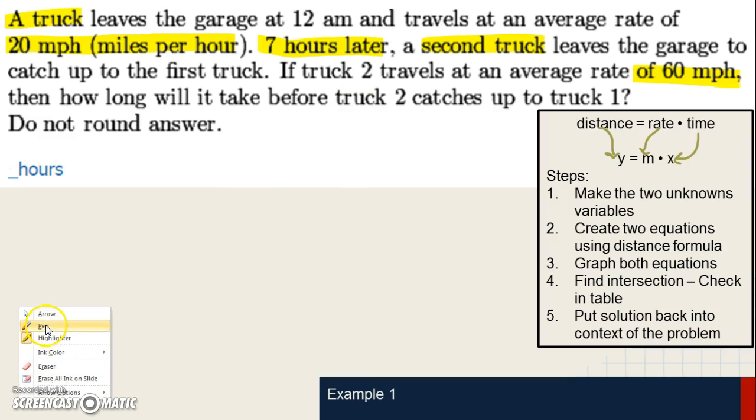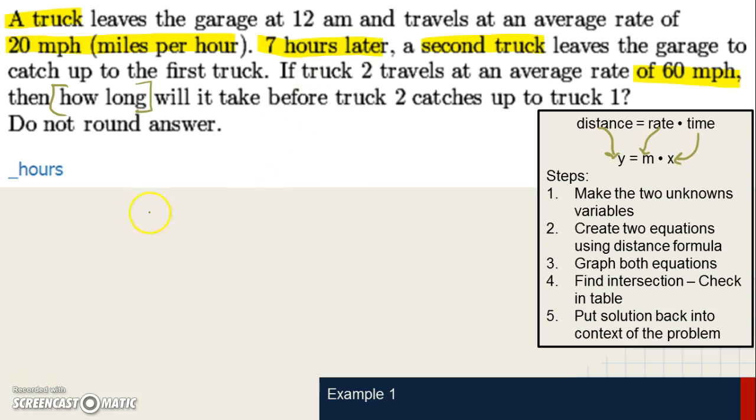We've got to identify the things that we don't know. The things that you don't know are always going to be the things that it's asking you for. So how long will it take before truck 2 catches up to truck 1? So what do we not know? Well, if we're trying to figure out how long something is going, then we do not know the time, and we also don't know the distance. It did not say anything about how far either of the trucks have gone.